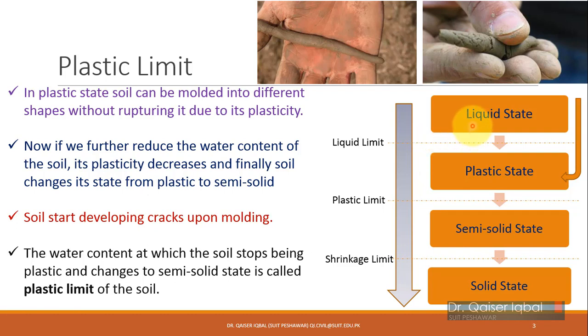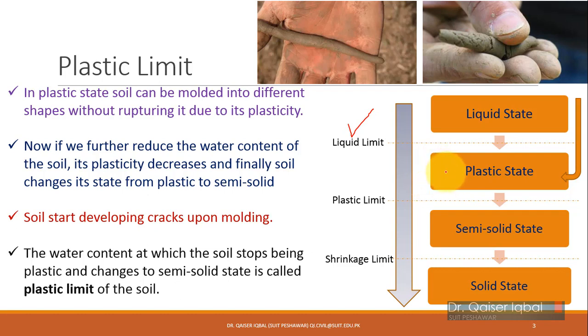So if you keep on reducing the moisture content of the soil, and the soil is in liquid state, there will be a point at which it will change from liquid to plastic state, which is referred to as the liquid limit of the soil, and we have already determined this in our previous class. The Casagrande method and cone penetration method were used in that case to determine the liquid limit.